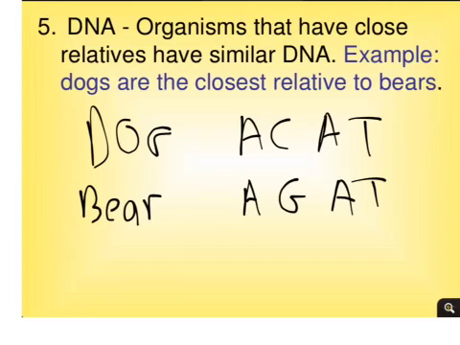Another piece of evidence is DNA. Organisms that have close relatives will have similar DNA. For example, a dog is the closest relative to a bear. We went over DNA and how it translates and transcribes. Here's our ACAT. That might be part of the dog DNA. The bear DNA is going to be very similar. Instead of a CAT, it might be a GAT. So this only difference you see here shows that they might be very similar. The least number of differences, the closer related they are.